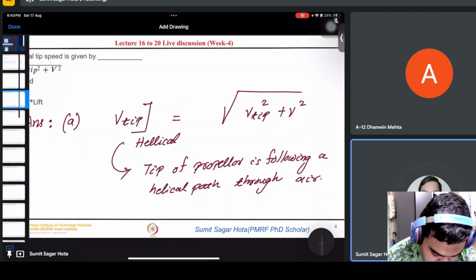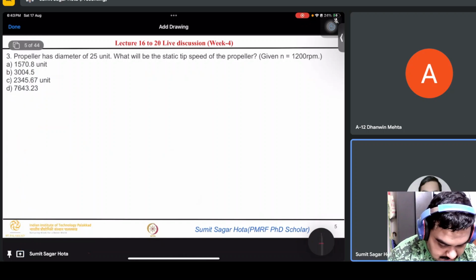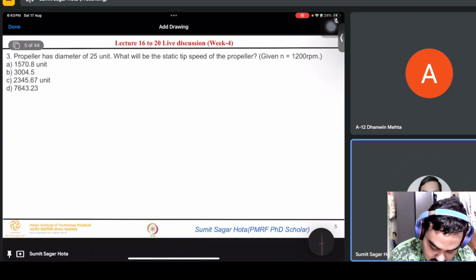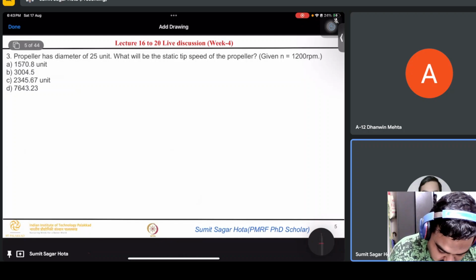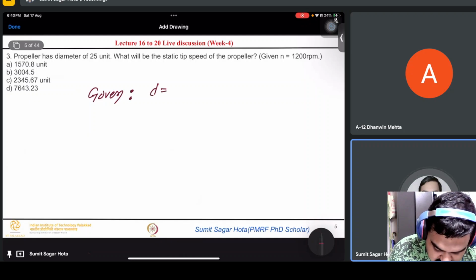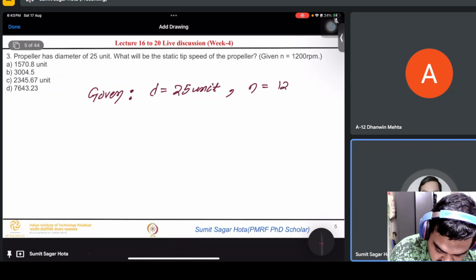Okay, so the next question. The propeller has a diameter of 25 units. What will be the static tip speed of the propeller? So here the things given are D is equal to 25 units, N is 1200 RPM.